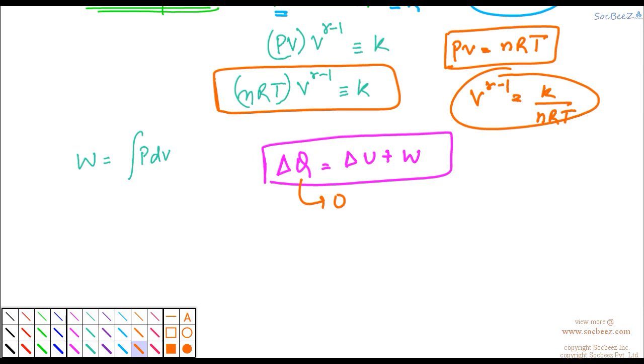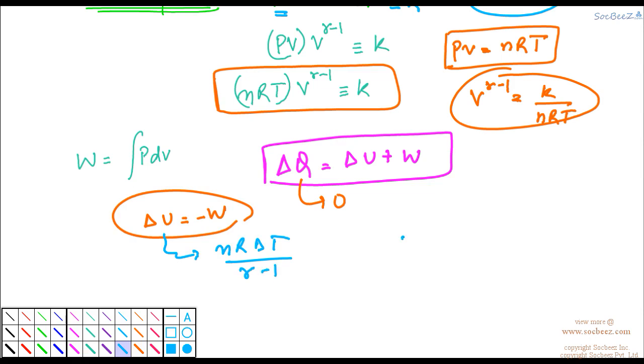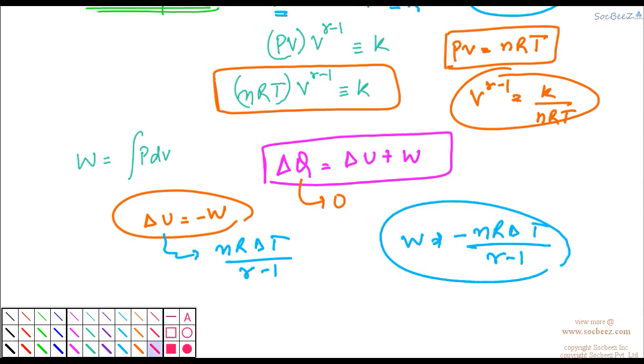So delta Q is 0. And so basically delta U is nothing but minus work. And we know that delta U is a state function, which is nothing but nR delta T upon gamma minus 1. So we directly get that the work is the negative of it, nR delta T upon gamma minus 1. Or we can say that it is P2 V2 minus P1 V1, which gives us nR delta T upon gamma minus 1, the whole negative of it.